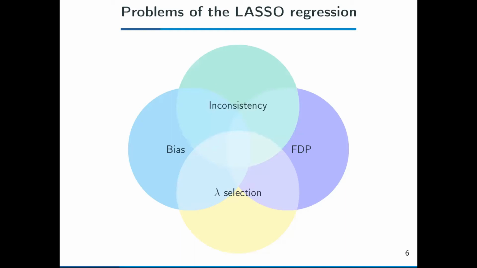However, this procedure has some important limitations in practice. Here we have summarized these limitations in 4 blocks, denoted by bias, inconsistency, FDP or false discovery proportion, and the correct selection of the penalization parameter lambda.